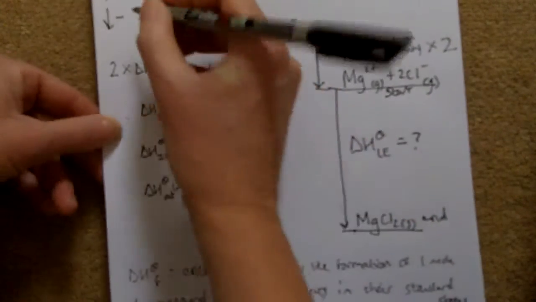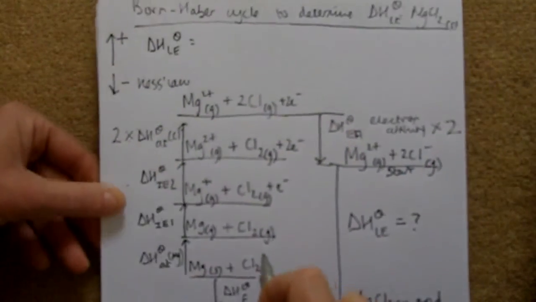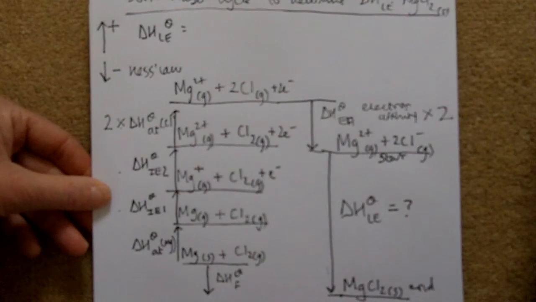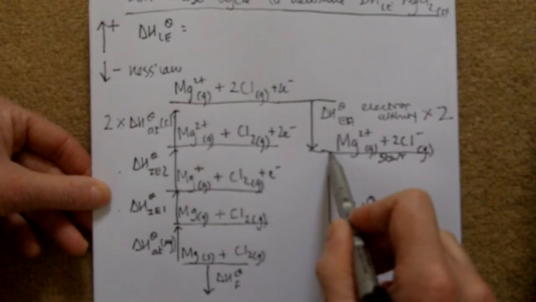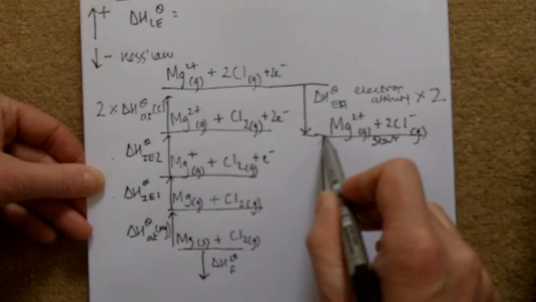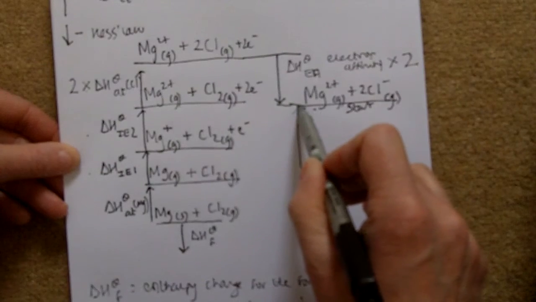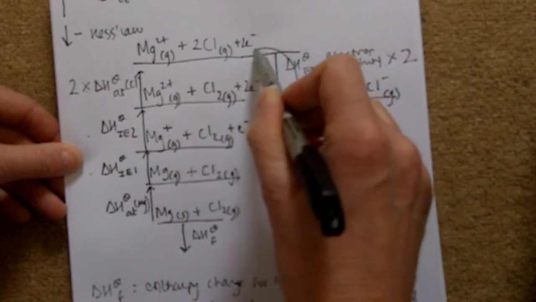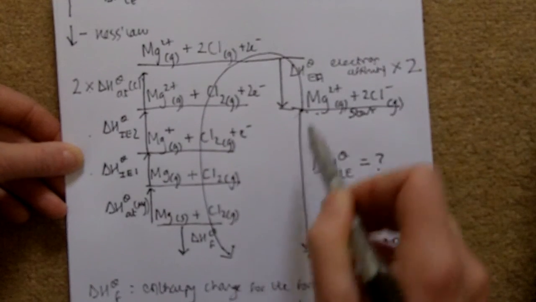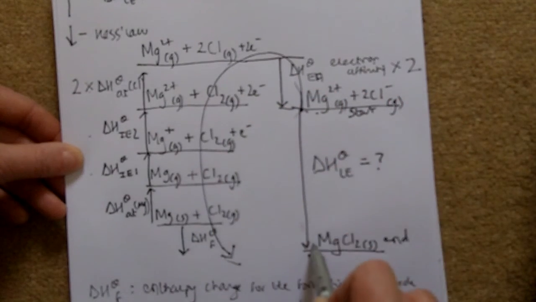Now this is using Hess's law. Do you remember this from last year? Hess's law: enthalpy change is independent of the route taken, as long as you start and end at the same place. So we're going to start here, and instead we're going to go round here, round here, round here, round there, and end. We're going to go that direction instead. We start here, and that is the same as going down here.